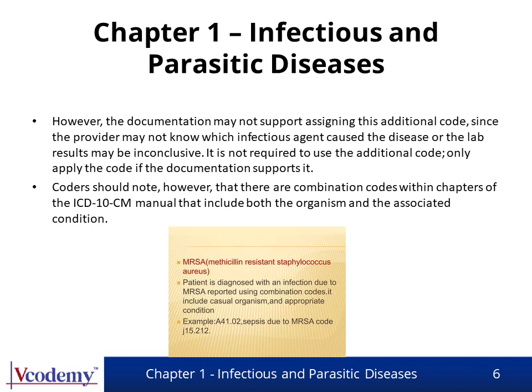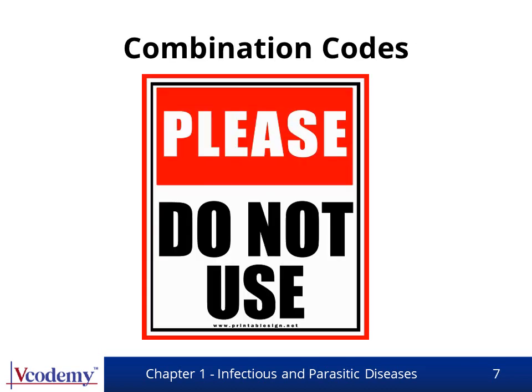Example, MRSA, methicillin resistant staphylococcus aureus. So here it is like sepsis due to MRSA. You have a single code for it, J15.212. So a patient diagnosed with an infection due to MRSA is reported using combination codes. It includes the causal organism and the appropriate condition. So A41.02 sepsis due to MRSA, J15.212, that is a combination code. So you are supposed to use the combination code when it is available.